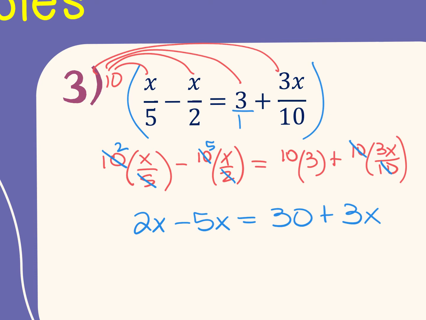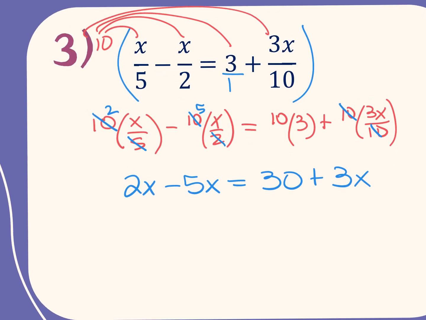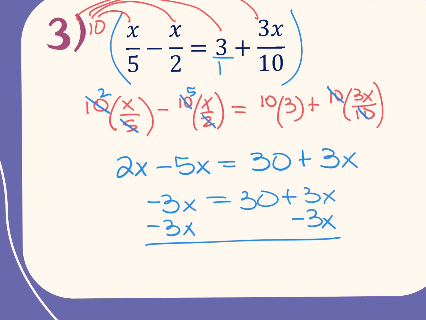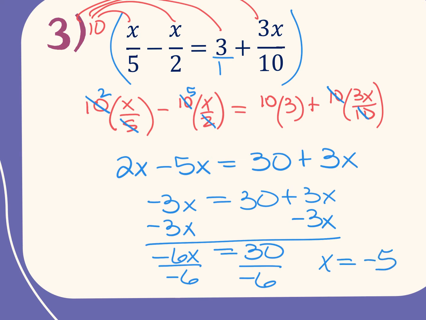So now I'm going to combine my like terms first. 2 minus 5x is negative 3x. Move my 3x over by subtracting it. And then I get negative 6x equals 30. Divide by negative 6, and x equals negative 5.